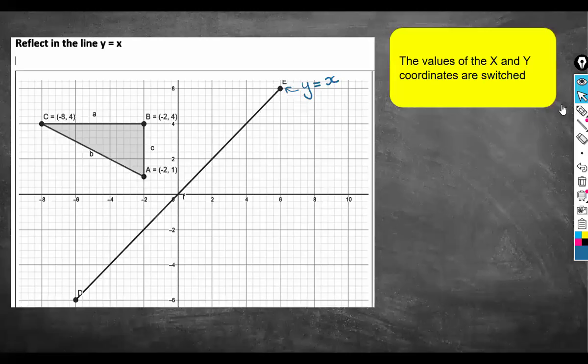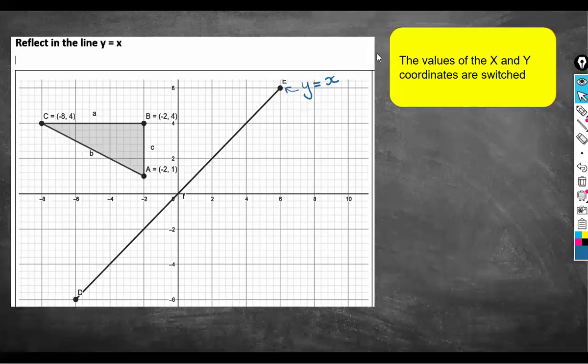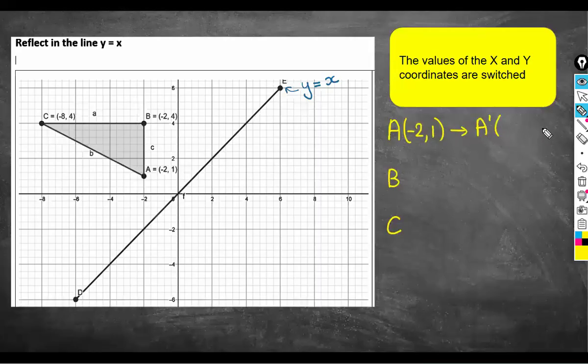Now, to reflect something in this line, y is equal to x, there are two ways you could do it. You could use the matrices method, but we're not going to do that one yet. Or you could use a kind of common sense approach, the easier way. So give me a few seconds to write down the original coordinates of A, B, and C. Coordinates A is -2, 1. Obviously, when it gets reflected, it will change into A prime. Right now, B is -2, 4. When it gets reflected in y equals to x, it will change to B prime. C is -8, 4. C prime is this.